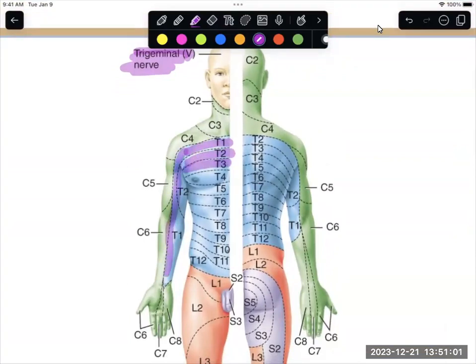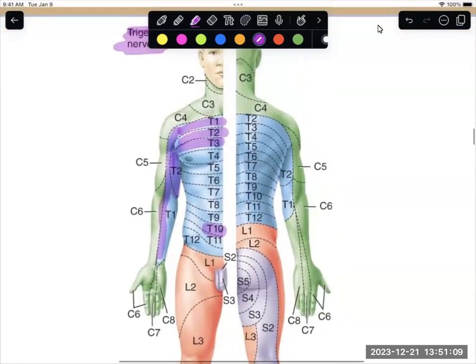T1 and T2 will go to the arm. I mentioned T10 is around that umbilicus. You can see C4 does the top of the shoulder. C5 does down a little further. C6 is going to go down to that thumb and second finger. C7 is that middle finger. C8 is that little finger and part of that ring finger.